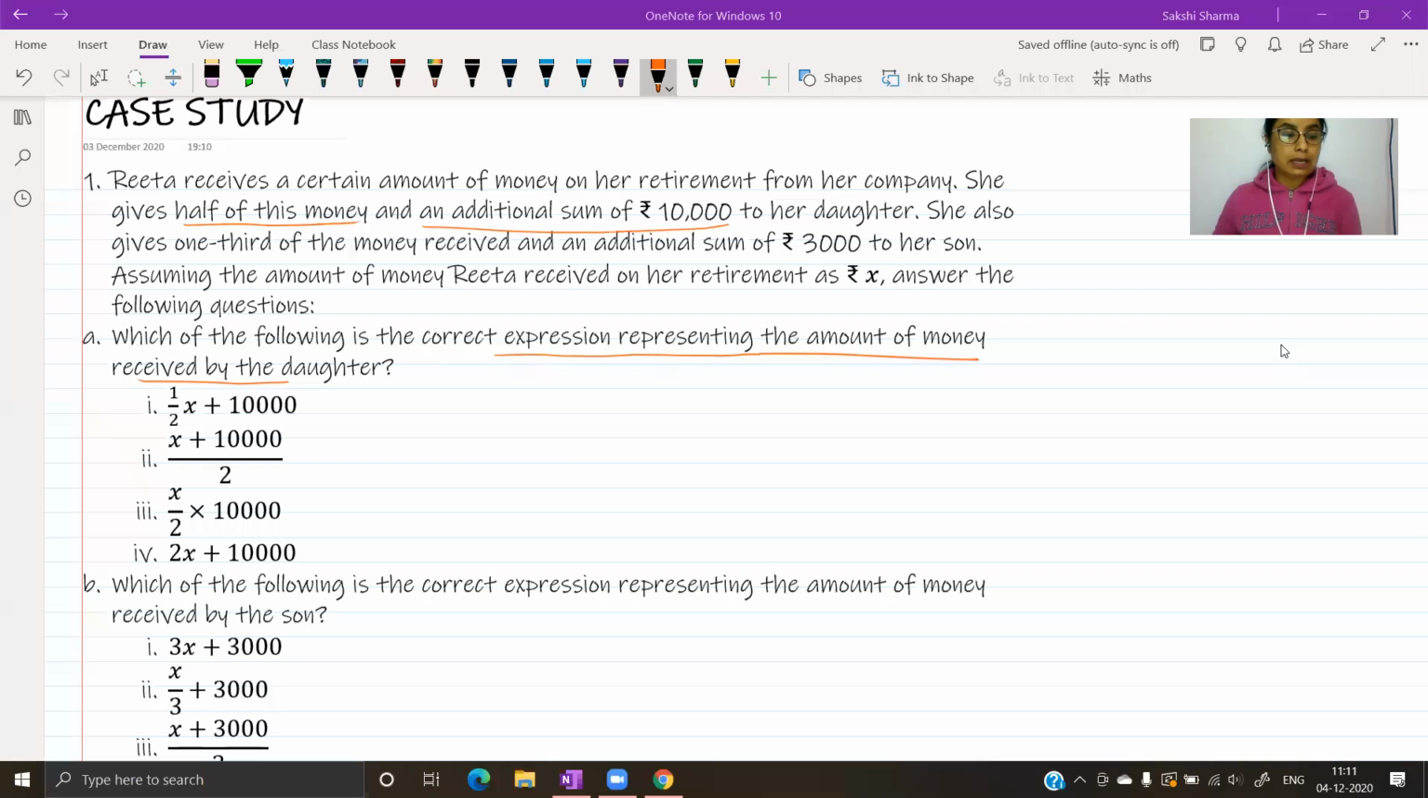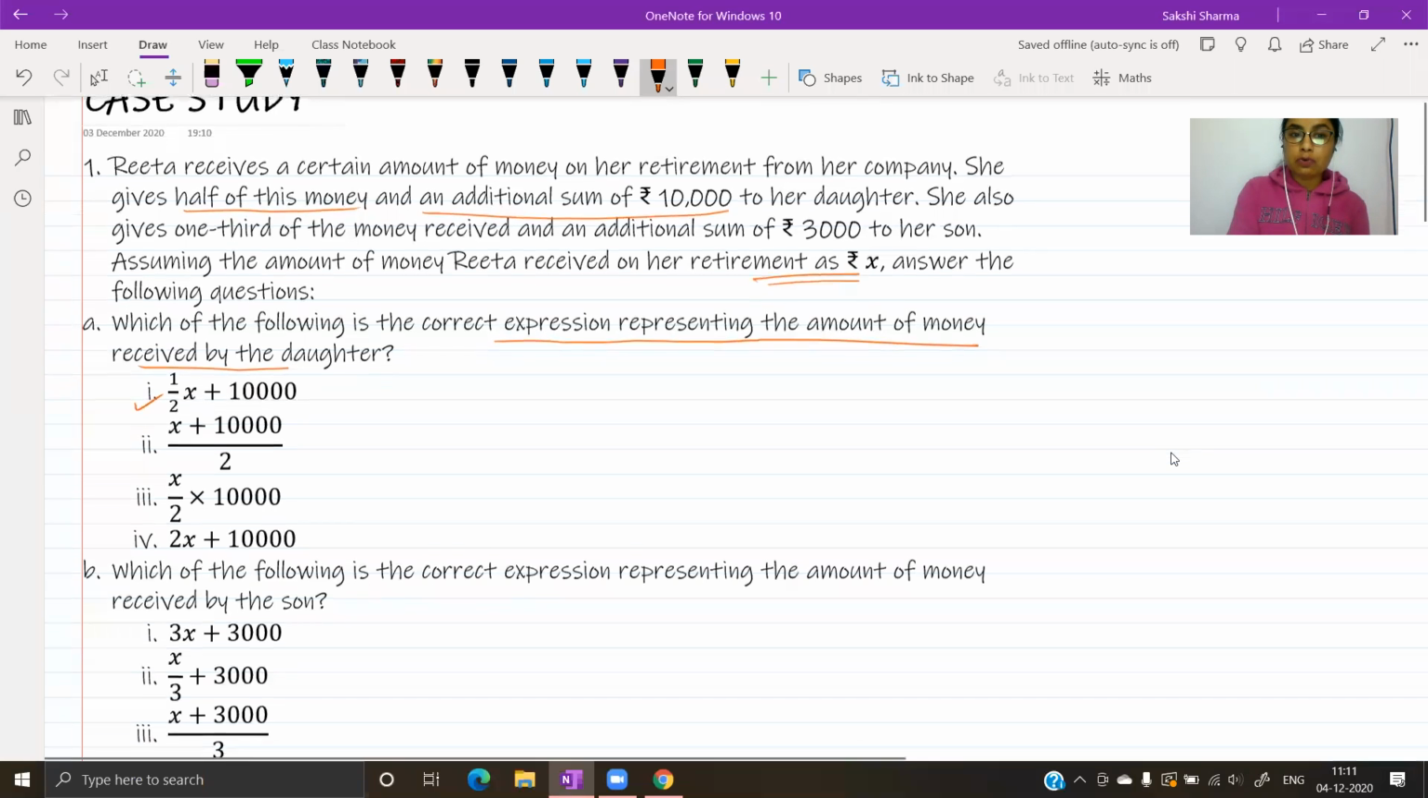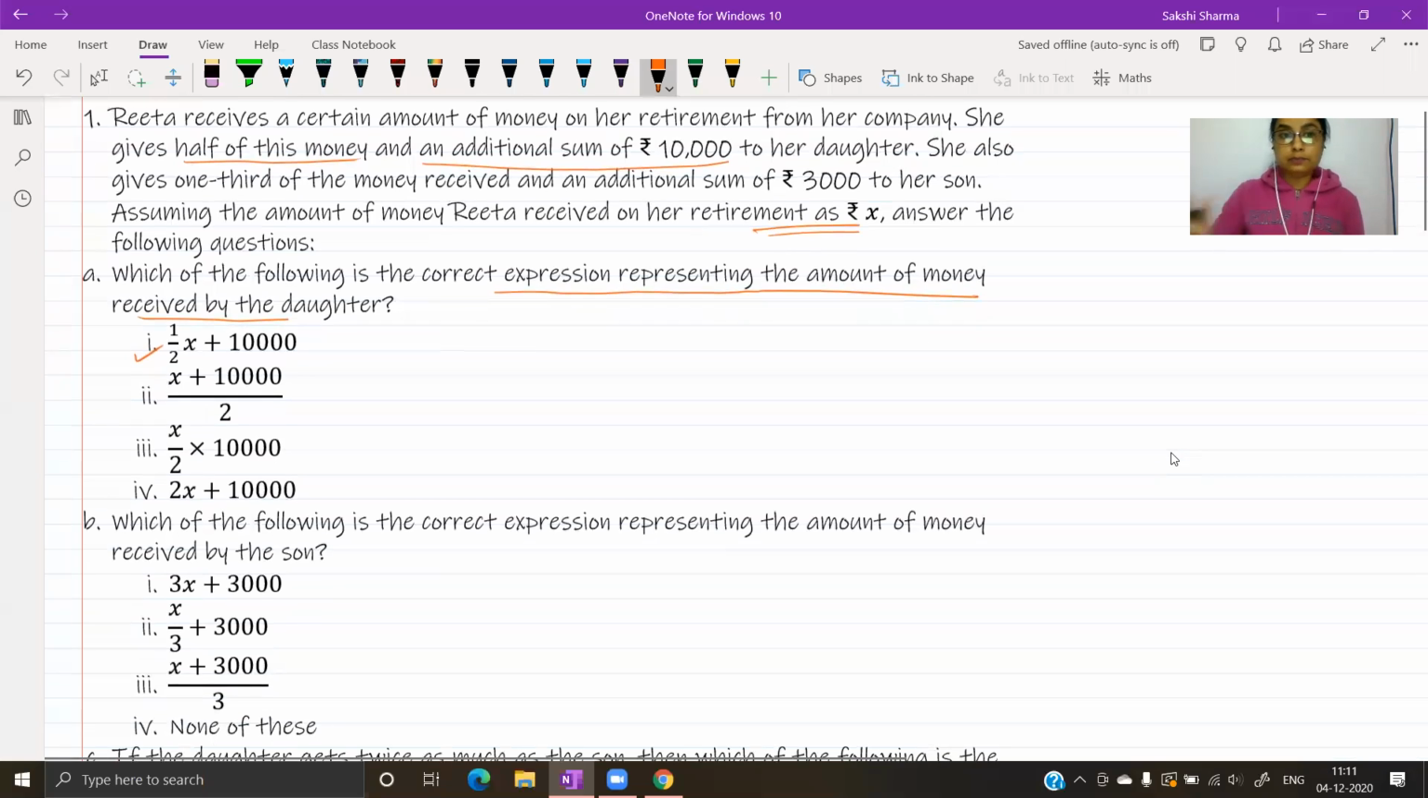What do you think will be the correct answer? First part. Half of X and 10,000 rupees. These are a little confusing, so be very careful. This is incorrect. This means X plus 10,000 divided by 2, total money plus 10,000 divided by 2. So we need half of X. X is the money Rita received on her retirement. Uska half lena hai aur uske saath 10,000 extra. Then which of the following is the correct expression representing the amount of money received by the son?